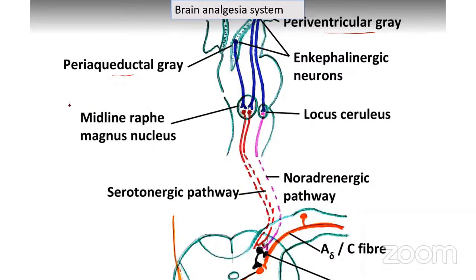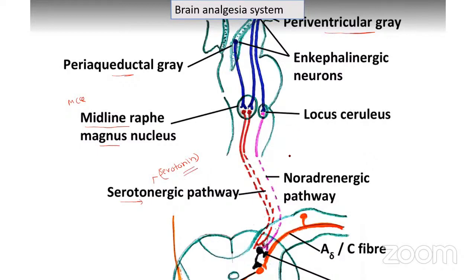Midline Raphe magnus. This is our question. Midline Raphe magnus nucleus, which is in the lower pons or the upper medulla. These encephalinergic neurons terminate here. And these neurons also terminate in locus ceruleus. From the midline Raphe magnus nucleus, other neurons are arising. This pathway is serotonergic pathway. That means this secretes serotonin. So which neurotransmitter is coming from this Raphe magnus nucleus? It is nothing but serotonin.